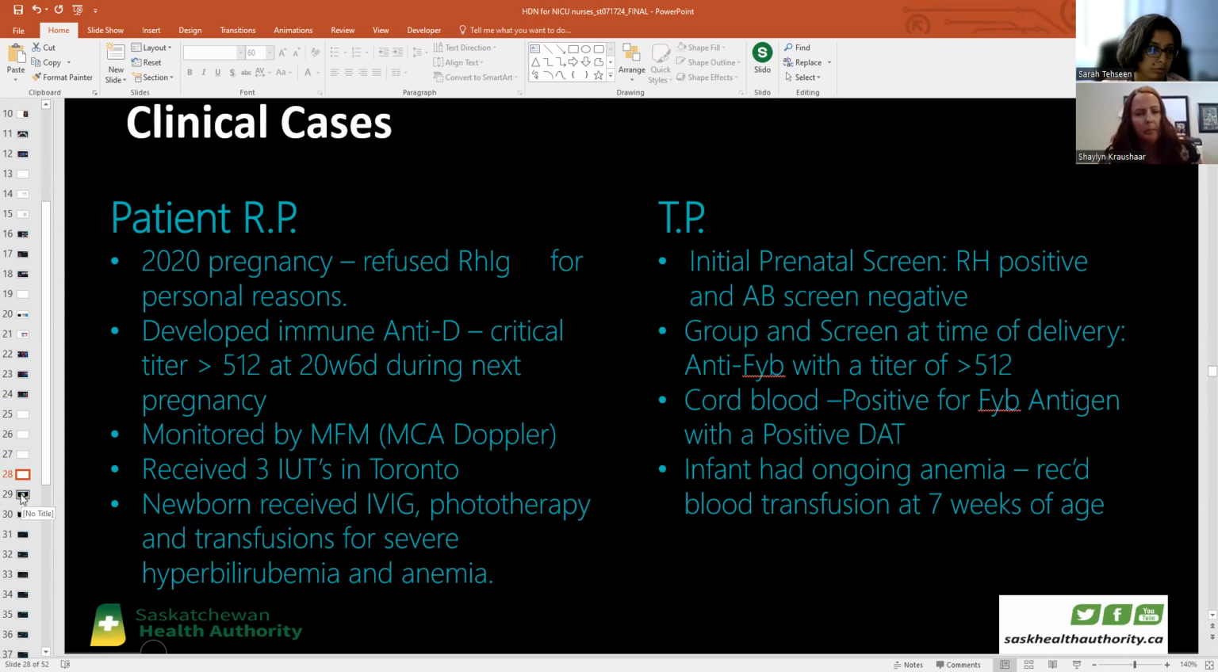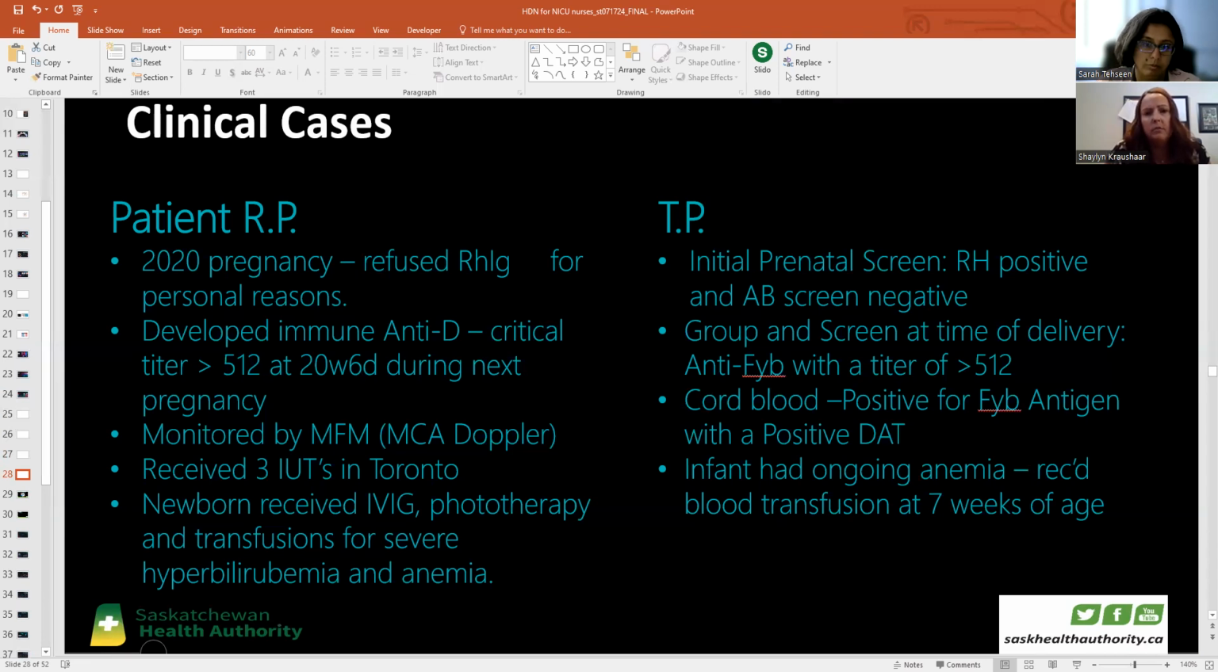I have just a couple clinical cases here I thought I'd bring up quickly. This patient, RP, had a pregnancy in 2020 where she refused her WinRho for personal reasons. She was Rh negative. She did go on to develop an immune anti-D, which became critical in her next pregnancy. She had a titer of greater than 512 at 20 weeks gestation. So we ensured she was referred to an MFM who monitored her with the MCA Dopplers. Unfortunately, she did go on to need IUTs.